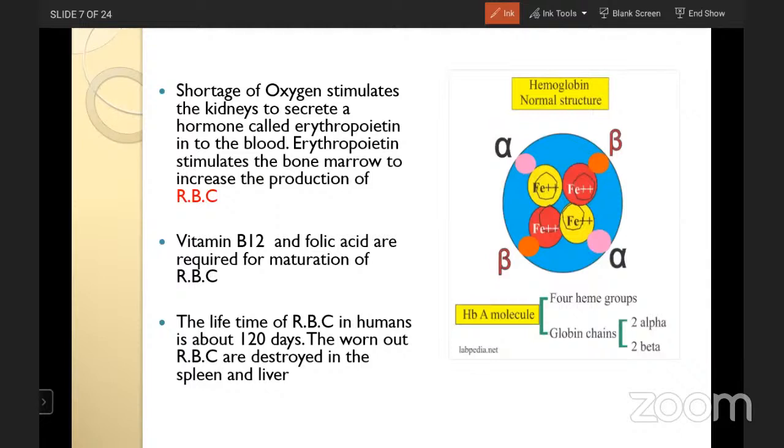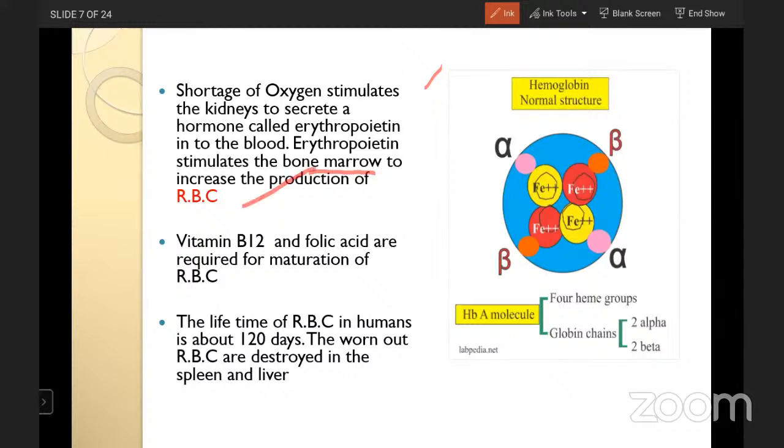Shortage of oxygen stimulates the kidneys to secrete a hormone called erythropoietin. So if the oxygen level in our body is low, at that time the kidneys secrete a hormone called erythropoietin into the blood. The erythropoietin stimulates the bone marrow to increase the production of RBCs.